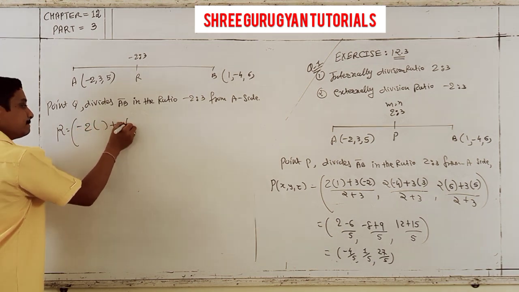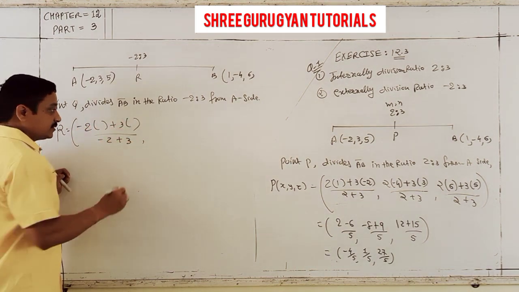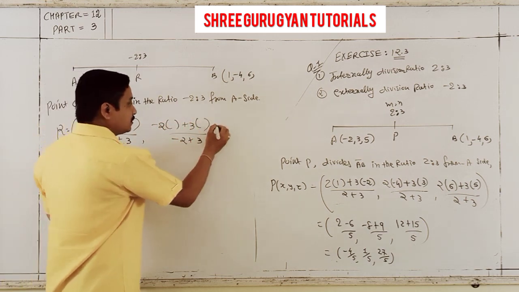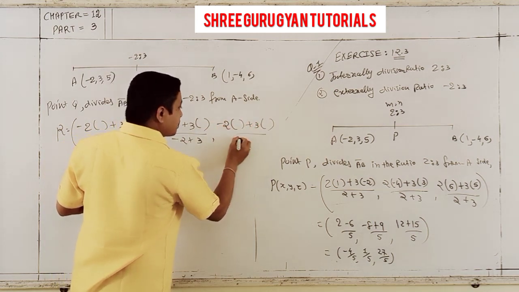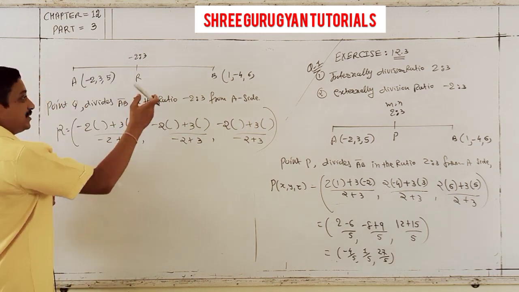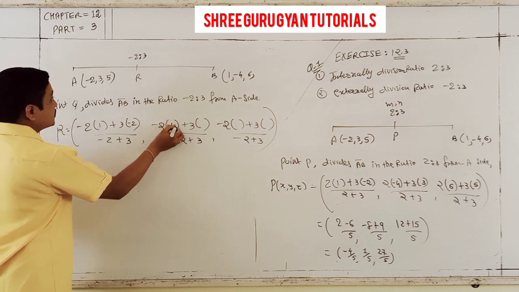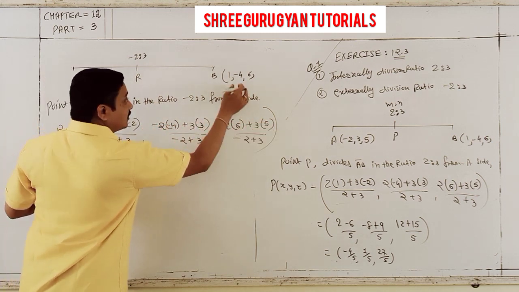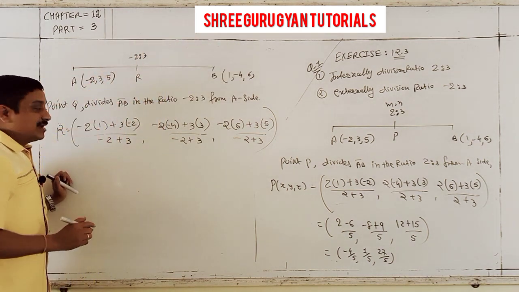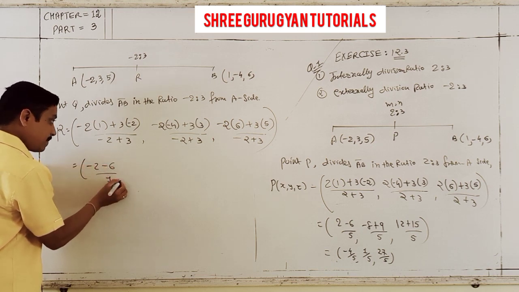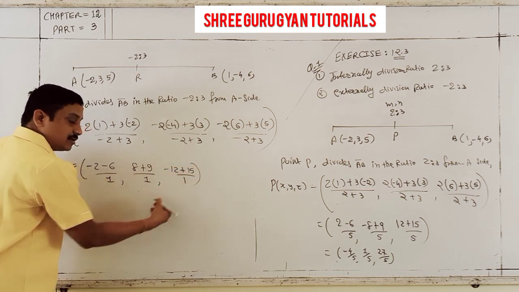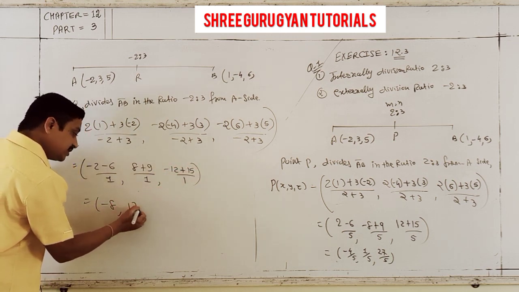So students, your coordinates: minus 2 bracket 3, minus 2 plus 3, same minus 2 bracket 3, minus 2 plus 3, minus 2 bracket 3, minus 2 plus 3, and just putting down your values. X1, y1 means 1 here, x2 minus 2, now minus 4, 3 and 6 with 5. Now apply the values: minus 2 minus 6 by 1, same 8, 9 by 1 and same minus 12 plus 15 by 1. So my answer is, students, minus 8, 17 and 2.